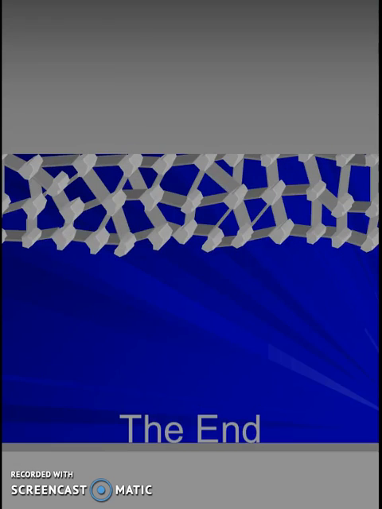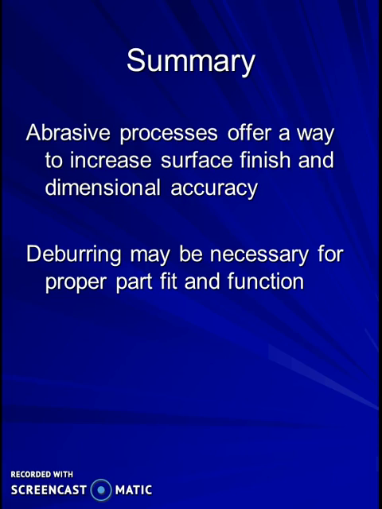Finally, abrasive processes offer a way to increase surface finish and dimensional accuracy. Deburring may be necessary for proper part fit and function. With the help of deburring, first, we get a smoother surface finish. Second, it will remove the burrs. Third, it will help with dimensional fitting.